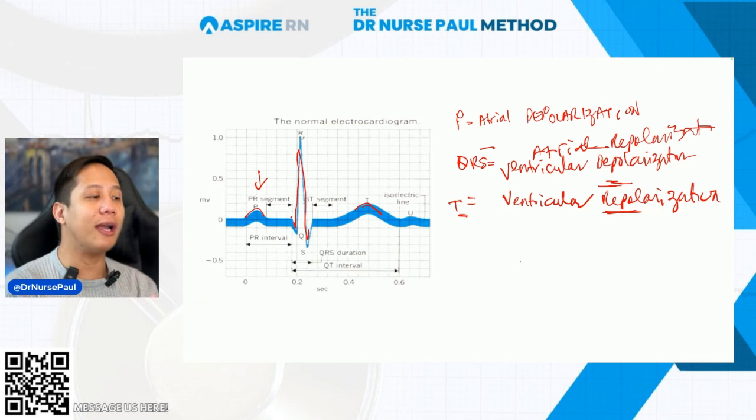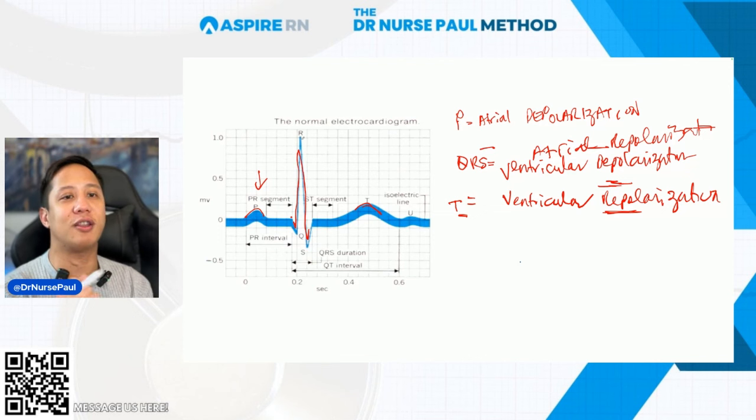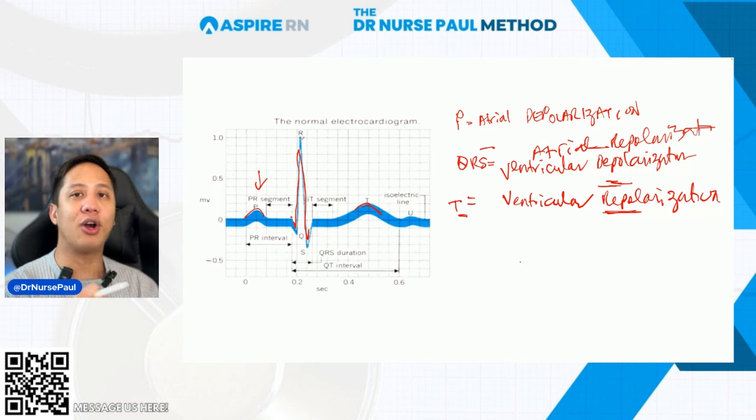But what's more important, atria or ventricles, in terms of circulation, in terms of cardiac output, in terms of pushing that blood to the system? It's your ventricles. That's why we focus more on checking ventricular function in the EKG than the atria. You got it? Okay, now let's review.